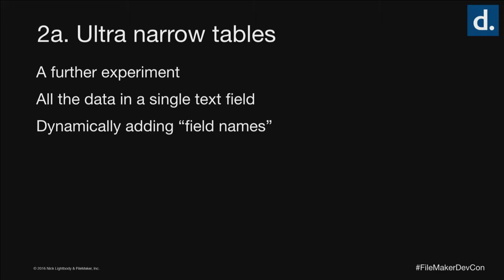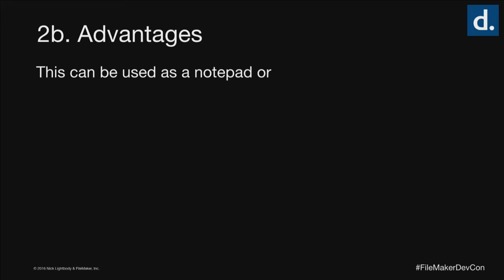The further experiment was ultra narrow tables, and this is putting all the data in a single text field and dynamically adding field names to it. Again, this is not for everyone. I'm not saying you should do it, but if you bear in mind this is feasible and possible and can work very well, it's another option to consider. This came out of Apple Notes. When I started using Apple Notes about 4 years ago, I know it's become a little bit more sophisticated now, essentially it was a place you could write stuff in.